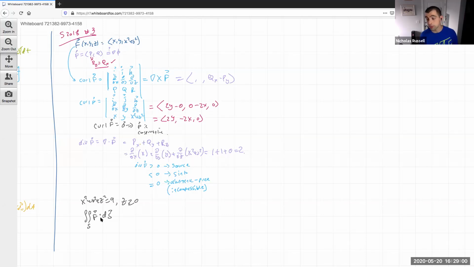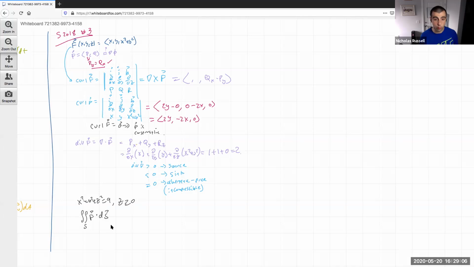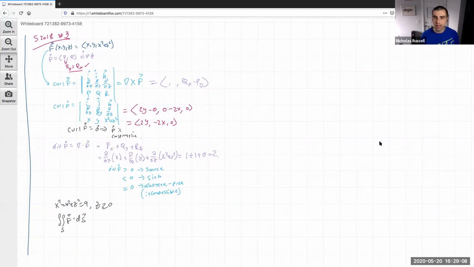So it says to use the divergence theorem. So what does the divergence theorem say? Let's just review that. This is a really important point before we go forward. So in this case, what does the divergence theorem say? Let S be some surface that completely encloses a volume. I'll name it E.